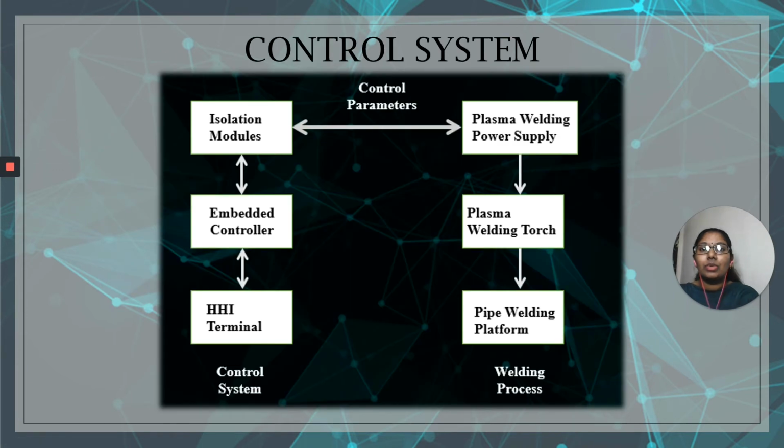The next one is the control system. The control parameters for the control system are isolation modules, followed by the embedded controller and HMI terminal. For the welding process, the control parameters are the plasma welding power supply, the plasma welding torch, followed by the pipe welding platform.